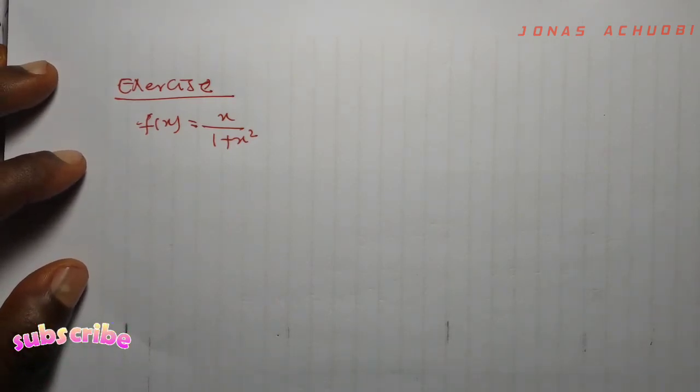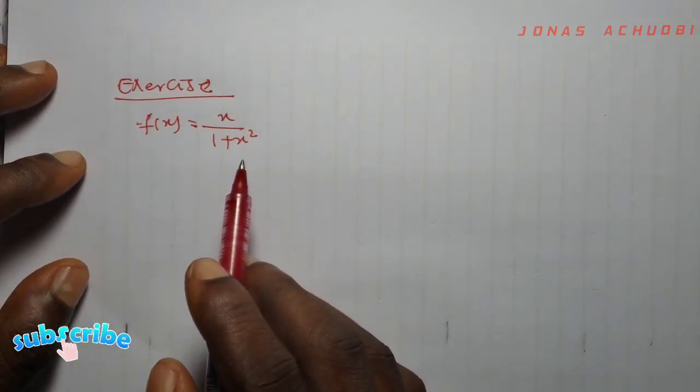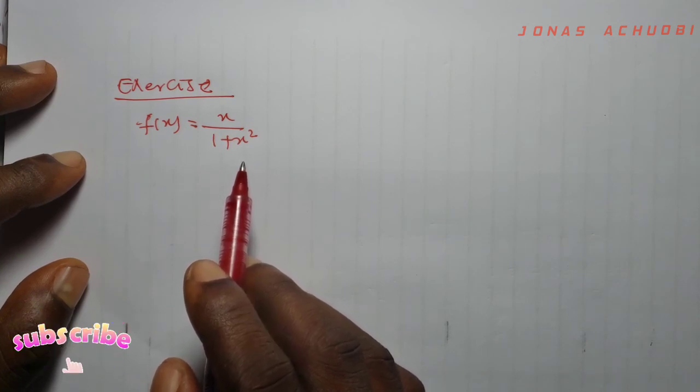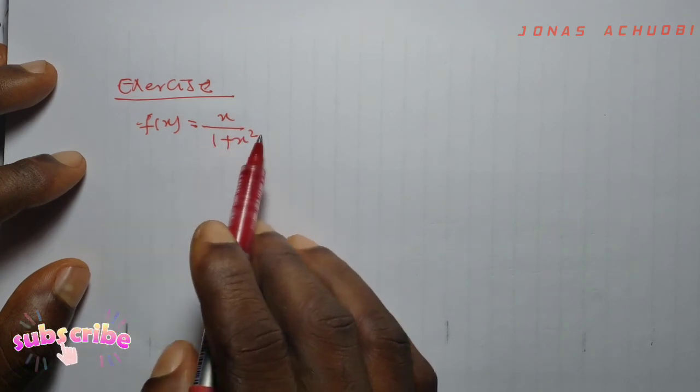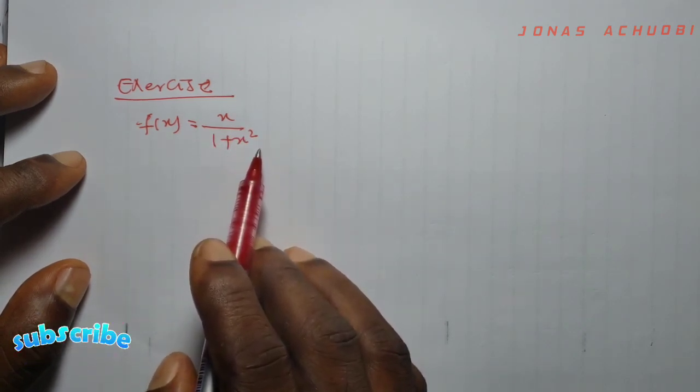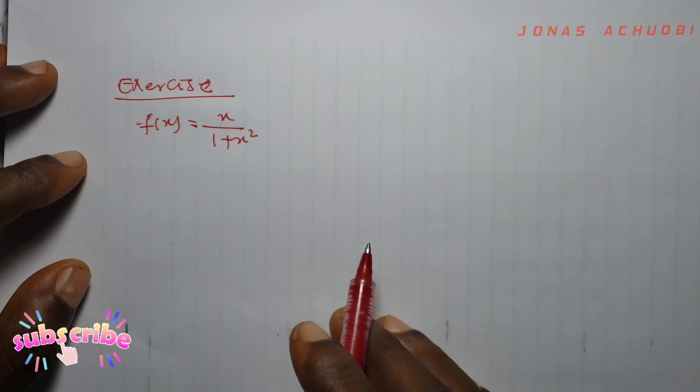As an exercise for you, I want you to use the second derivative test to determine the nature of the turning points of the function f of x equal to x over 1 plus x squared, and leave your answers in the comment section below.